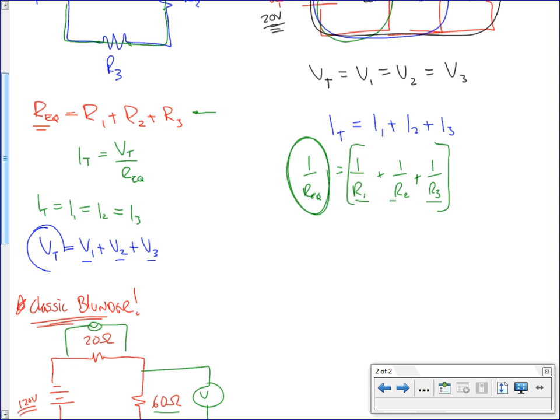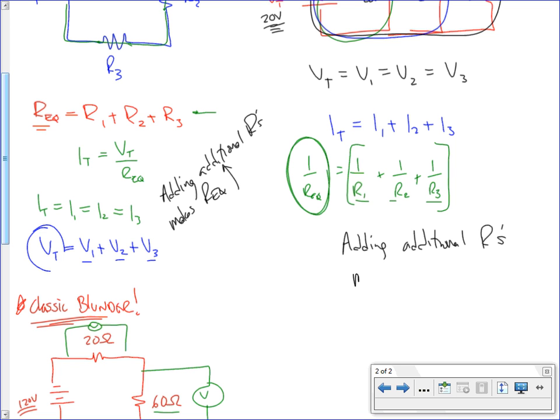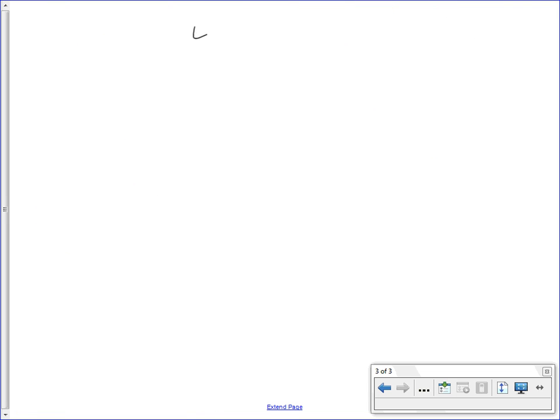So, let's see. What did I just want to say? Yeah, the one thing that's worth mentioning is that over here, for series, adding additional resistors makes REQ get bigger. Over here, adding additional resistors makes REQ get smaller. All right, not a bad thing to have in the back of your mind. Here, we add an additional resistor, but we're just adding another path that current can take, and therefore that drops total resistance. Here, adding another resistor just puts another constriction in the one single line, and that makes total resistance get bigger.